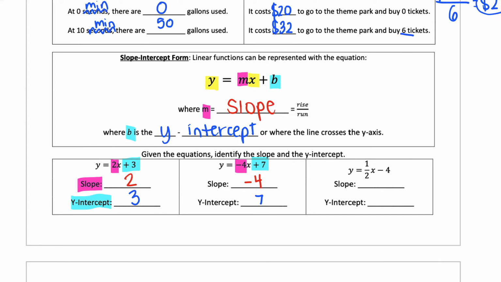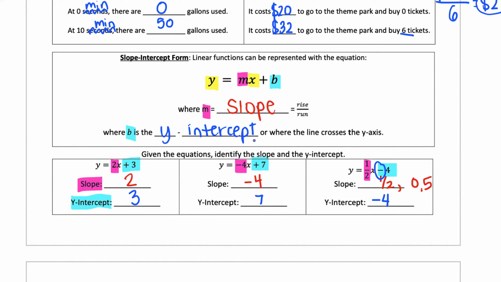In the last example, the coefficient that is in front of the x, multiplying it, is our slope, and that value is 1/2, and you can either write it as a fraction or as a decimal, it's up to you, so 0.5 or 1/2. And then our y-intercept, again, is that constant that is either being added or subtracted from the x. This time we see it says -4, so that means the y-intercept will be negative 4.